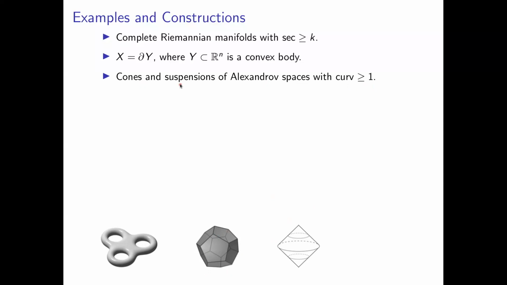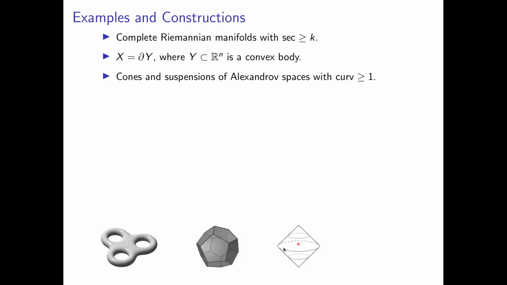So this is very special if you compare it to the manifold case, in which finding examples of manifolds with positive curvature is very difficult. Here you can take cones, right? And suspension. So what this means is that if you take a cone or you take a suspension, that's a topological procedure, then you can find a metric such that the space has curvature bounded below by 1 if your original space had curvature bounded below by 1.